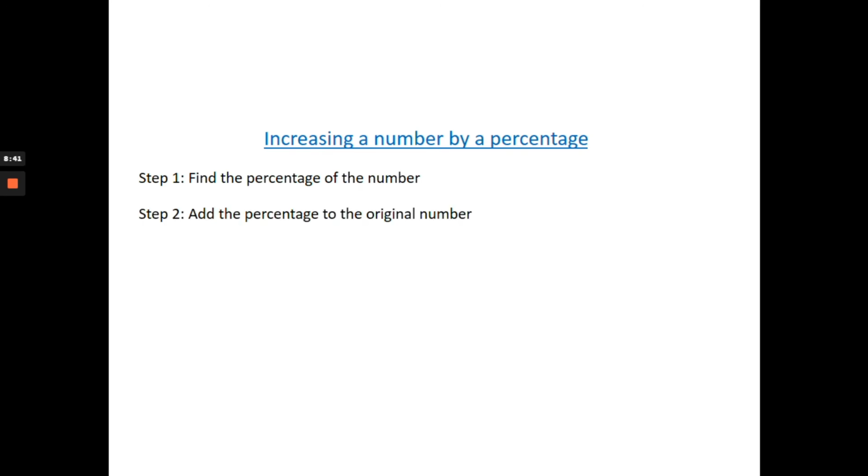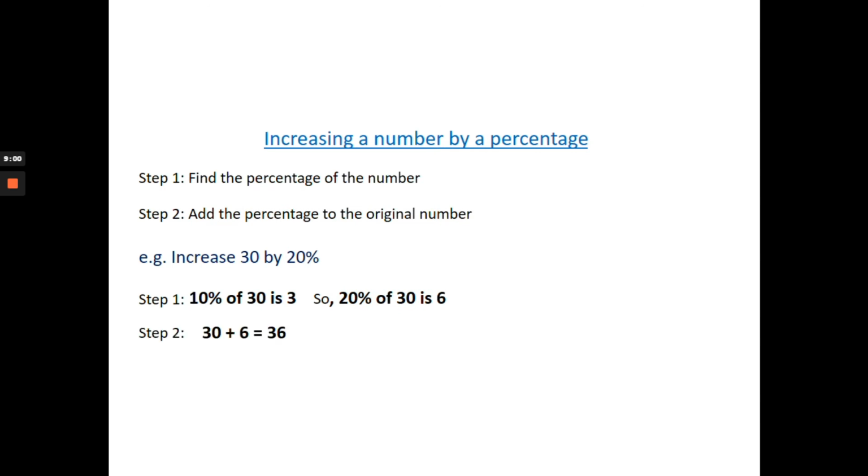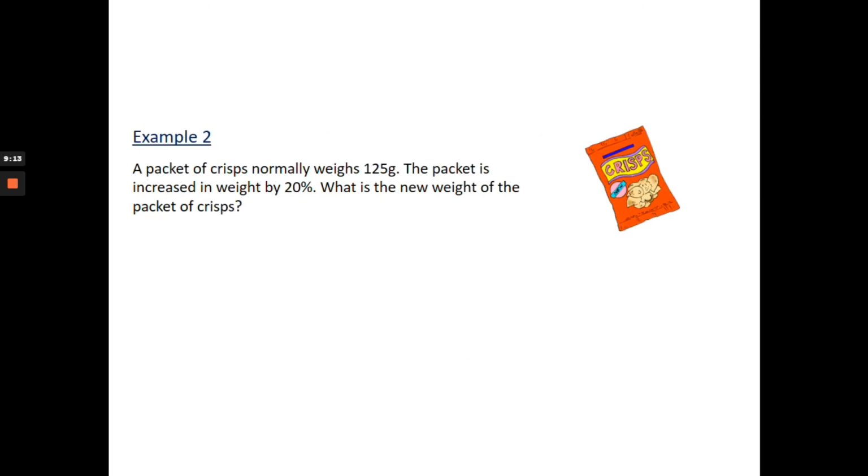So how do we do it? These are the steps you have to follow. Find the percentage of a number, then add the percentage to the original number. So increase 30 by 20%. Using what you've just learned, 10% is 3, which means that 20% will be 6. Step 2, add it on. 30 add 6 equals 36. Nice and easy. So 30 increased by 20% equals 36.